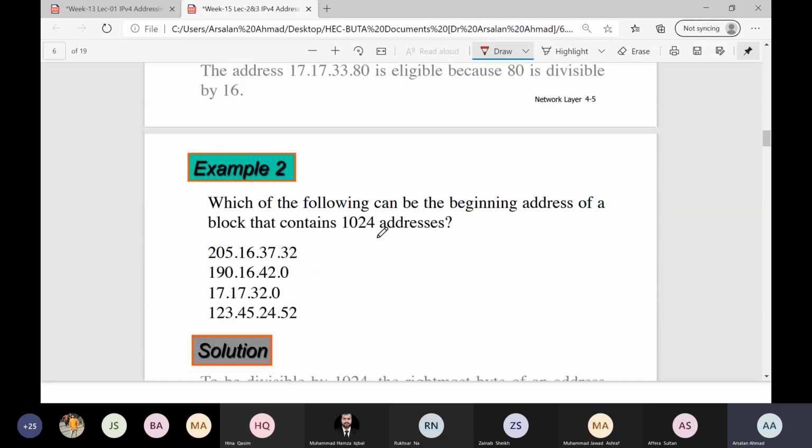But for example 2, which of the following can be the beginning address of a block that contains 1024 addresses? Now in this case, how many host bits are required for 1024 addresses? 10 host bits. Which means that the last octet alone is not sufficient to check the divisibility constraint. You have to check the last two octets, the third octet and the fourth octet.